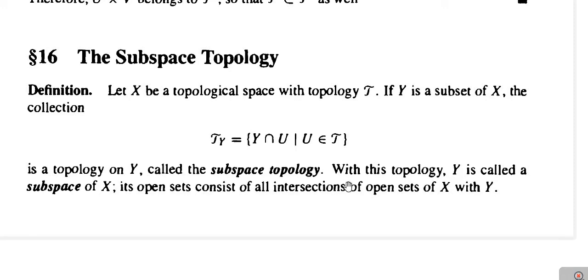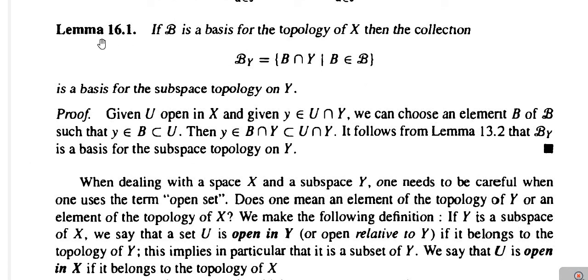Now, with this topology, Y is called a subspace of X, and open sets of Y consist of all intersections of open sets of X with Y. It means if Y is a subspace of the topological space X, then the open sets of Y are nothing but the intersections of open sets of X with the set Y. After defining the subspace topology and subspace of a topological space, now let us study some important properties of the subspace topology. First result is this lemma.